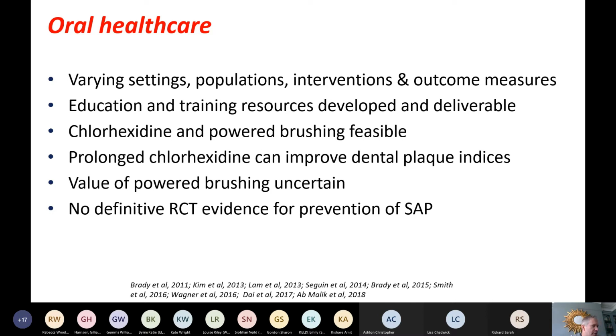There are a lot of unanswered questions, and there is some ongoing work, including within our group, about oral healthcare and preventing pneumonia. Essentially, we really need large-scale, well-designed and feasible randomized trials. Next slide, please.